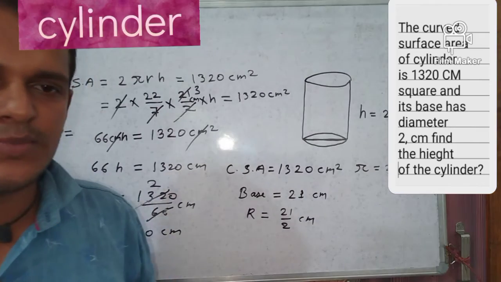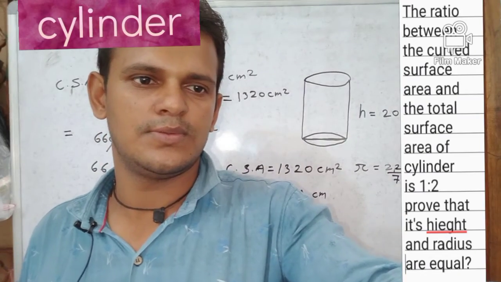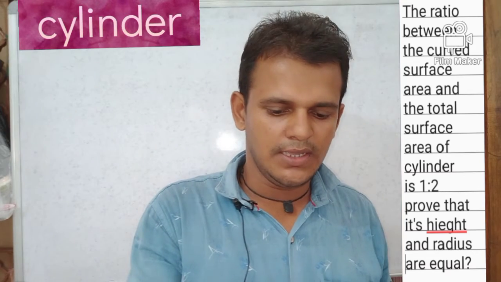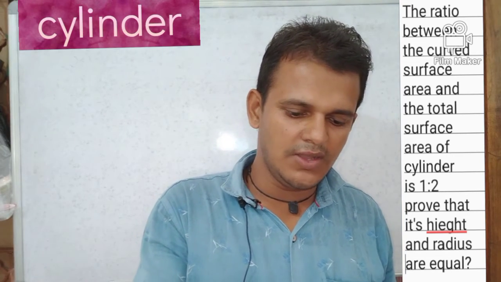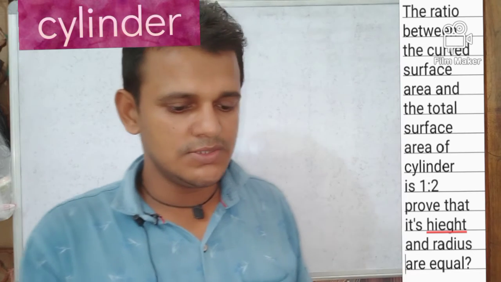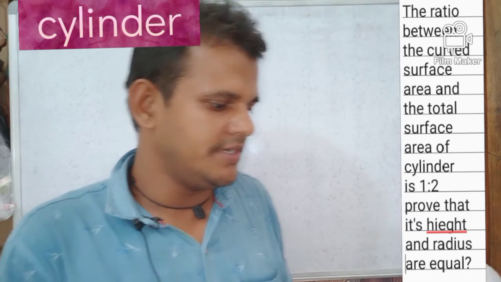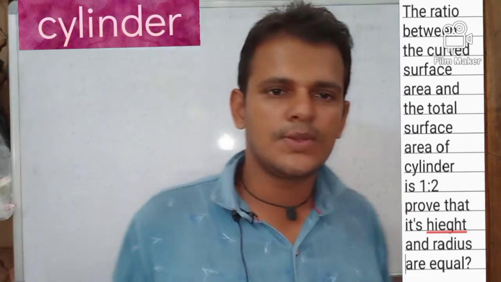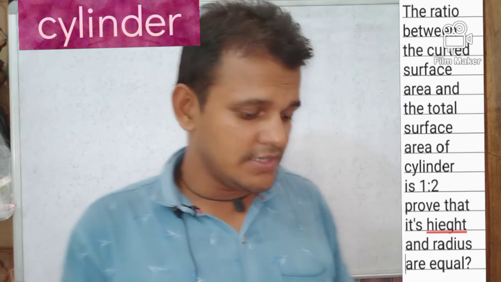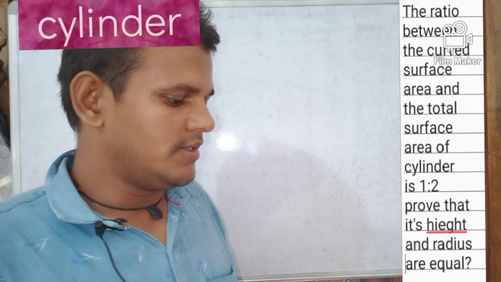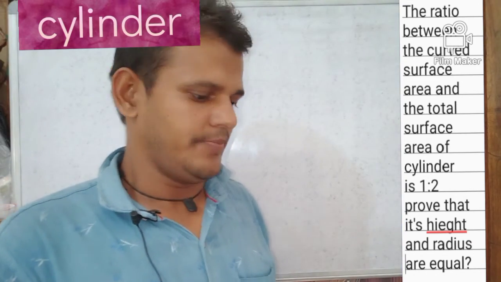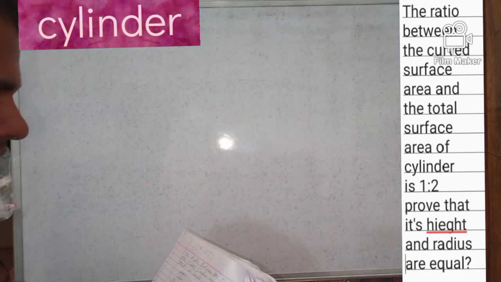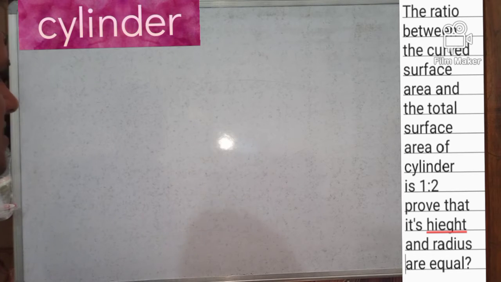So let's move to question number 2. Question number 2. The ratio between the curved surface area and the total surface area of a cylinder is 1:2. Prove that its height and radius are equal. So our target is to show that radius and height are equal.